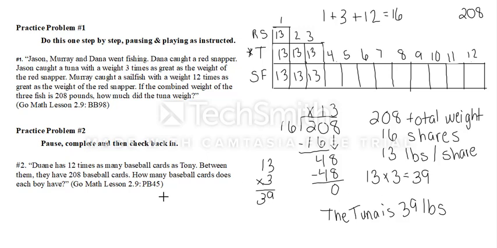Now that I've done that, let's tackle this last practice problem. Dwayne has 12 times as many baseball cards as Tony. Between them, they have 208 baseball cards. How many baseball cards does each boy have?